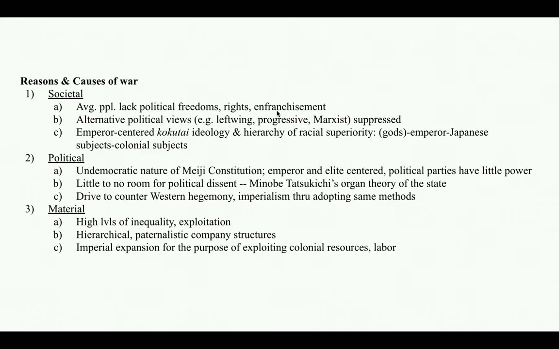Alternative political views, left-wing, progressive, and Marxist views were suppressed throughout this period, as we looked at in a previous lecture on the Peace Preservation Law, for instance. Alternative views were not allowed. The only thing that was allowed was an emperor-centered Kokutai ideology and hierarchy of racial superiority, which outlined the basic following hierarchy of gods, emperor, Japanese subjects, and colonial subjects. So you can see here how colonial subjects are placed at the bottom of this hierarchy and how this supports ideas of racial superiority.